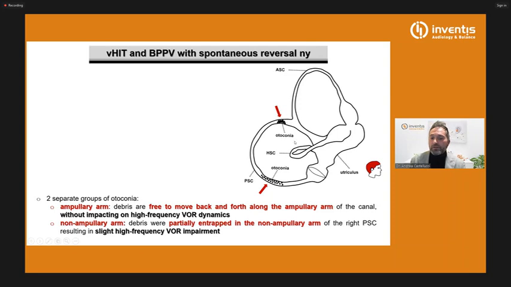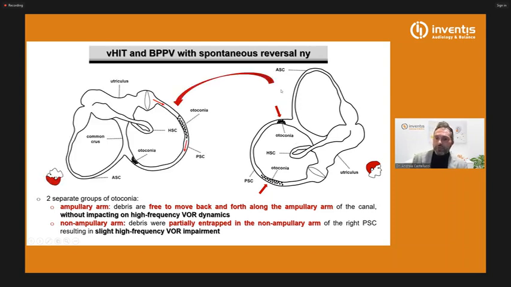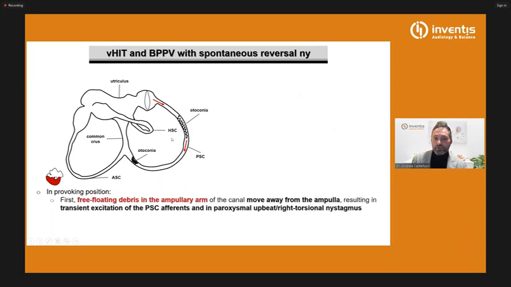So in this position, in the non-ampullary arm, the canal. And if we bring the patient in the provoking position, in the opaque test, what do we have? In the first phase, we have the movement of free-floating debris that goes away from the ampulla, leading to transient excitation of the posterior canal reflex and a paroxysmal upbeat right torsional nystagmus.